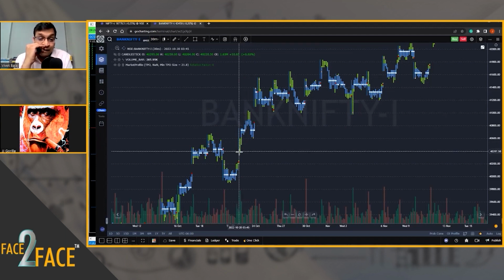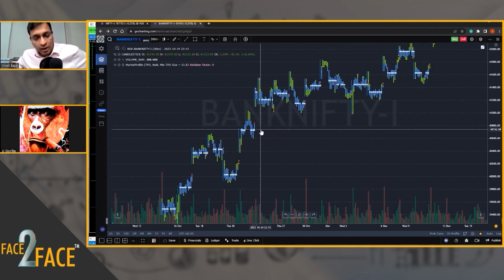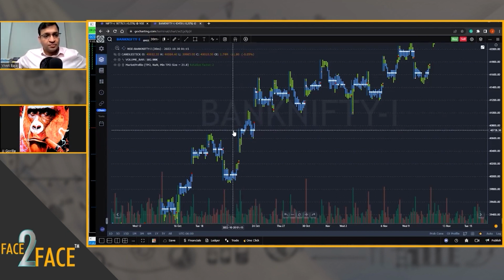Right? The green is outside value. This white is what we call the point of control. That's where the most time has been spent, where the most volume has traded. Okay, so what all this value is, is cost basis.